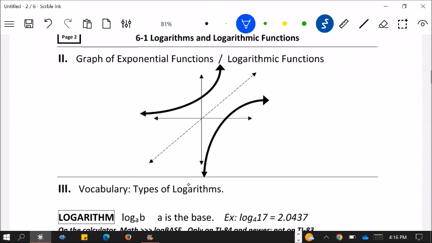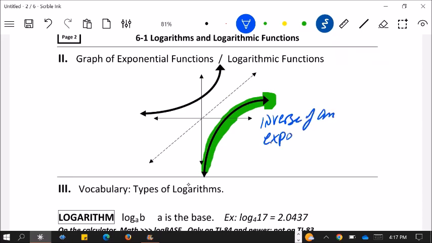Let's go to the second page here. Now, I told you a moment ago that a logarithmic graph looks like this. And part of the reason is because it's the inverse of an exponential function. And inverses go over the y equals x line on the graph. So you notice here that these two lines are mirror images of each other over that line. And this one here is an exponential function.